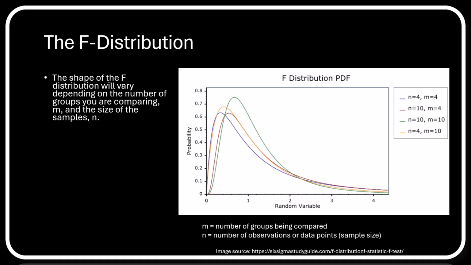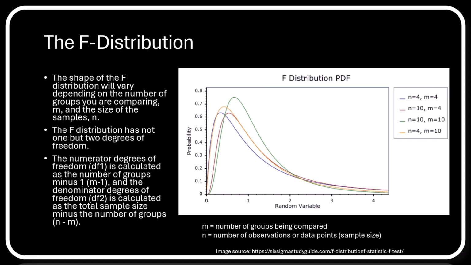The shape of the F distribution will vary depending on the number of groups you are comparing, M, and the size of the samples, N. The F distribution has not one, but 2 degrees of freedom. The numerator degrees of freedom, or DF1, is calculated as the number of groups M minus 1. The denominator degrees of freedom, or DF2, is calculated as the total sample size, N, minus the number of groups, M. So DF2 is equal to N minus M.